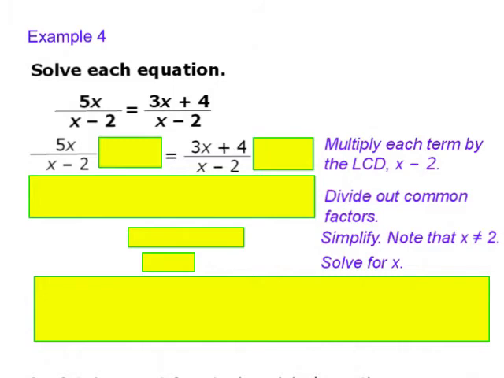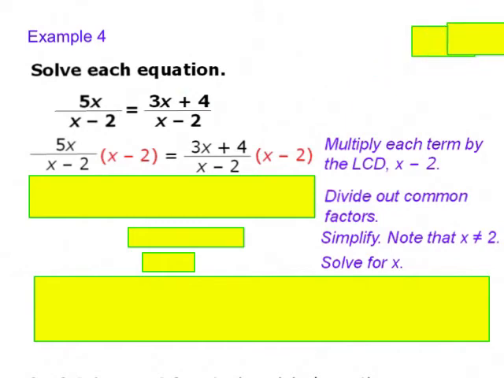I agree. So what we're going to do is multiply everything by that common denominator, x minus 2. So we're going to multiply this side by x minus 2. Going to multiply this side by x minus 2. Now, will anything divide out? Well, I have an x minus 2 down here and I have one up there, so yes, this divides out with this. Likewise, this one divides out with this one. And it leaves me with a 5x here equaling a 3x plus a 4.